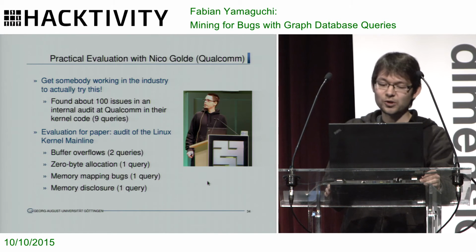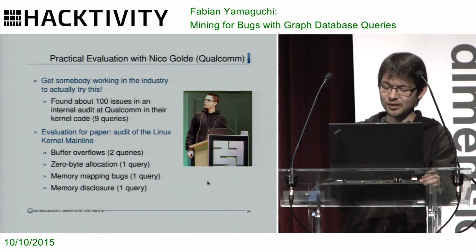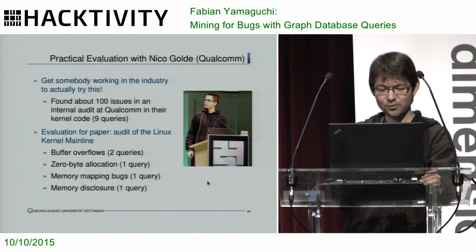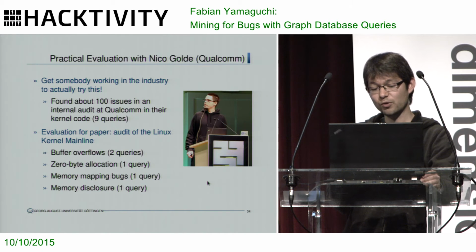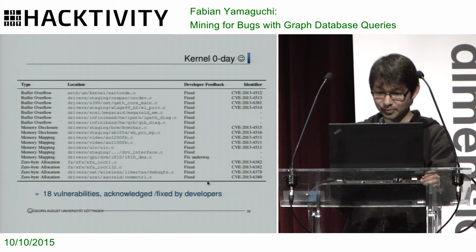But then we also did some open queries that we could share with everyone. So we did 2 queries for buffer overflows in the Linux kernel, 1 for 0-byte allocations, 1 for memory mapping bugs, and 1 for memory disclosure bugs. And this was the outcome.